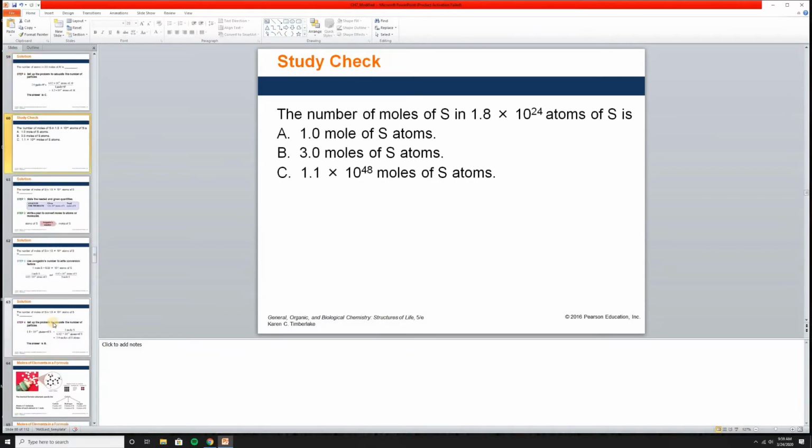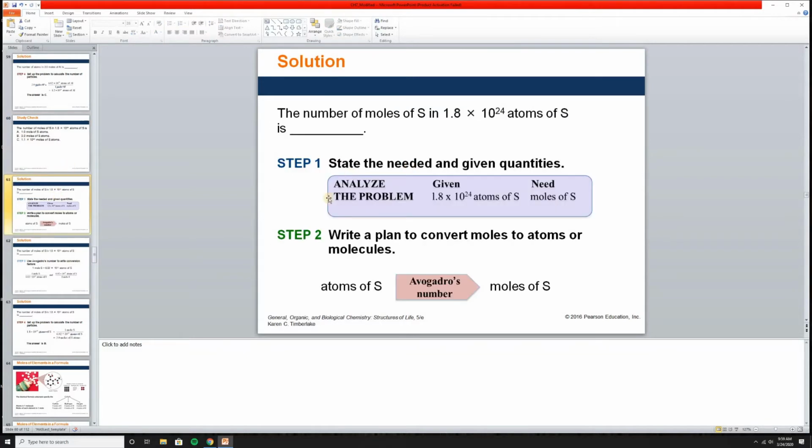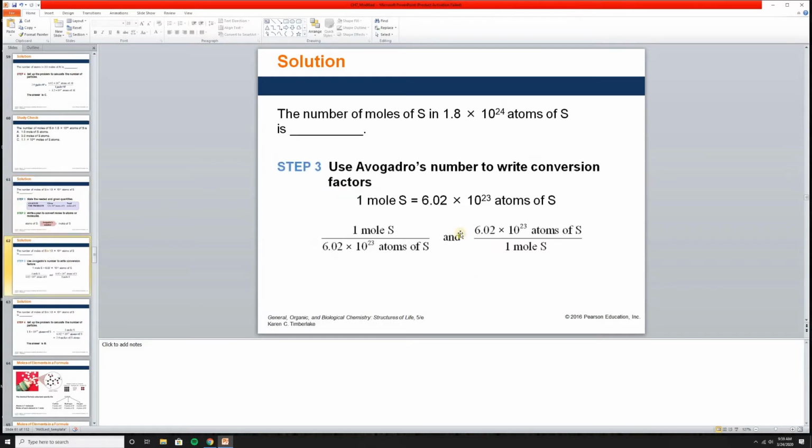All right, let's do this now. The number of moles of sulfur in 1.8 times 10 to the 24 atoms of sulfur is what? It's kind of going the opposite way. We have the number of atoms, and we're looking for the number of moles. They have the work written for us: we know our conversion factor. Again, same conversion factor. We're using Avogadro's number as a conversion factor.